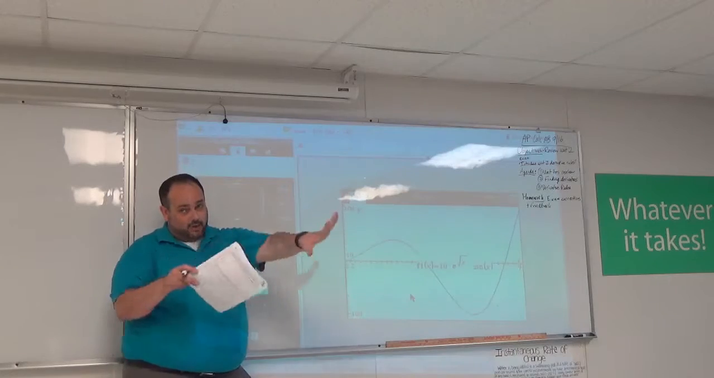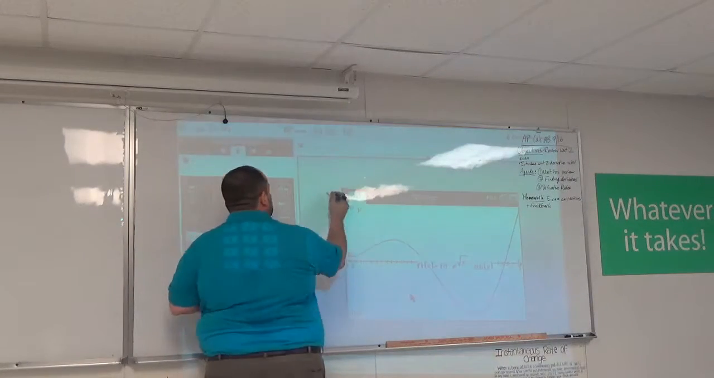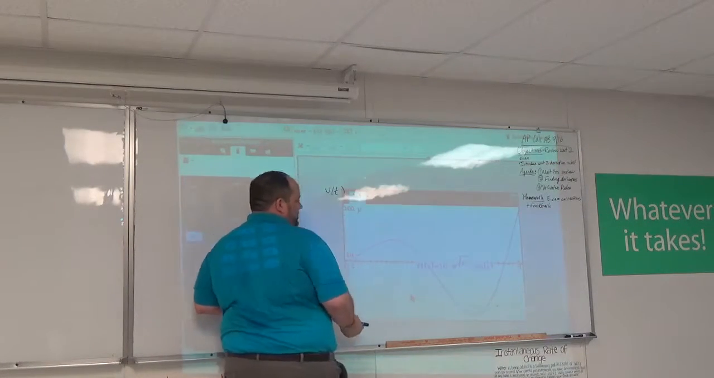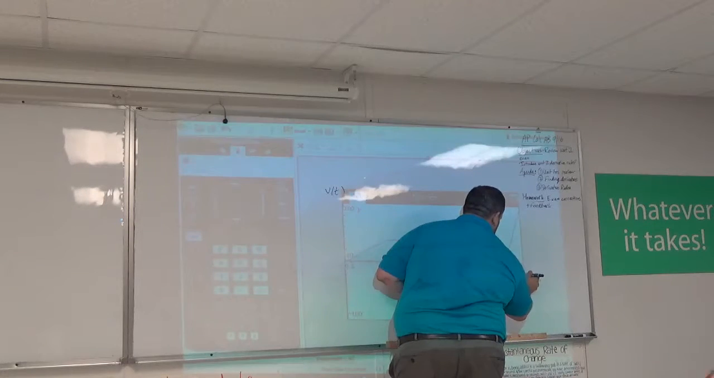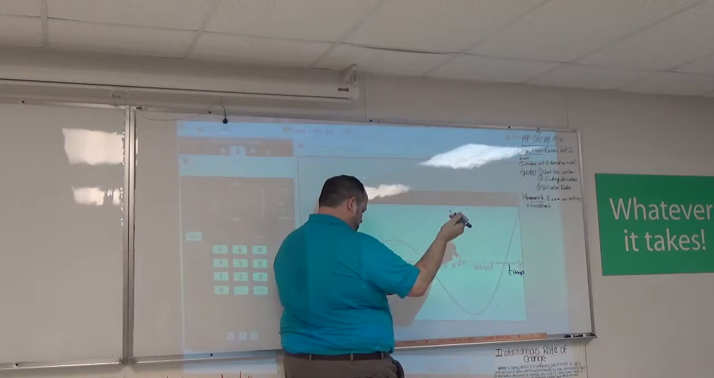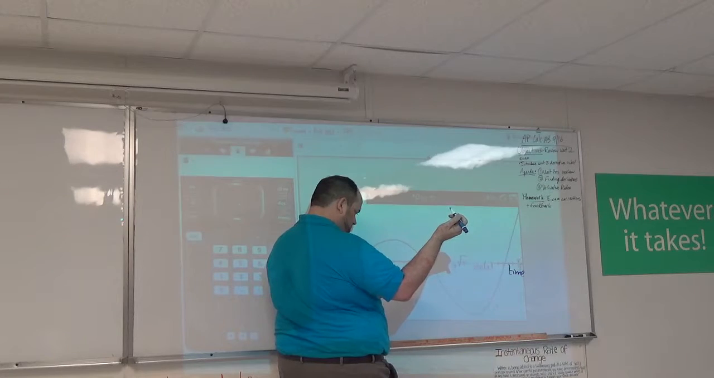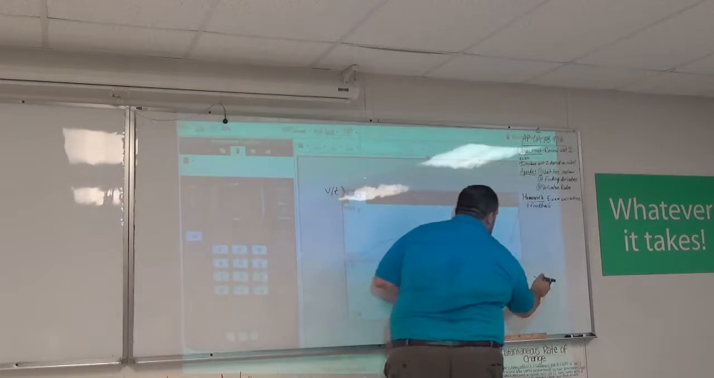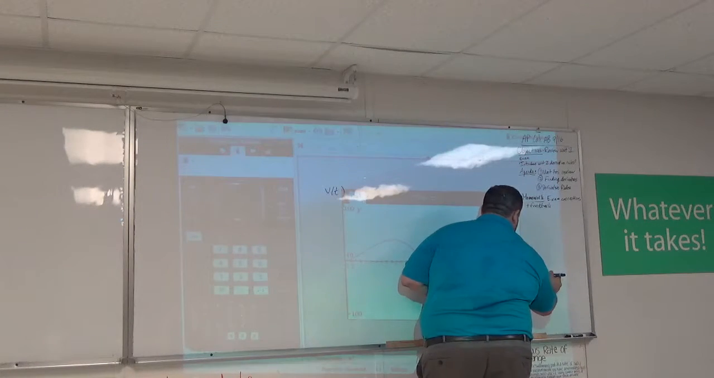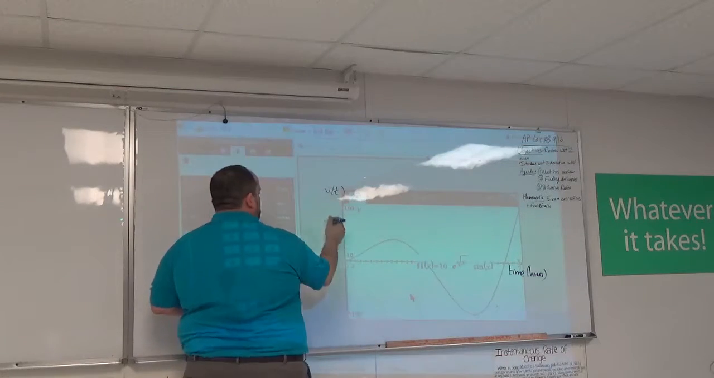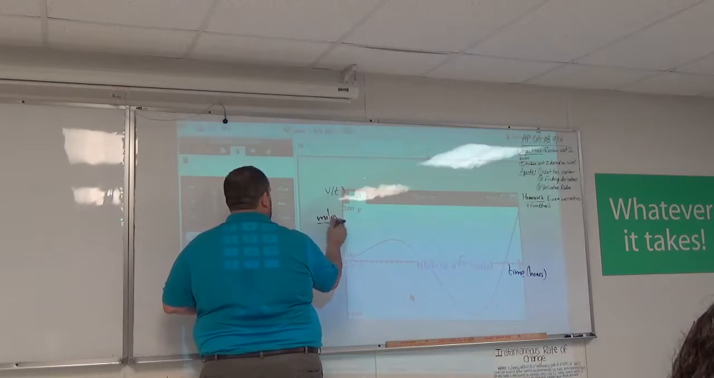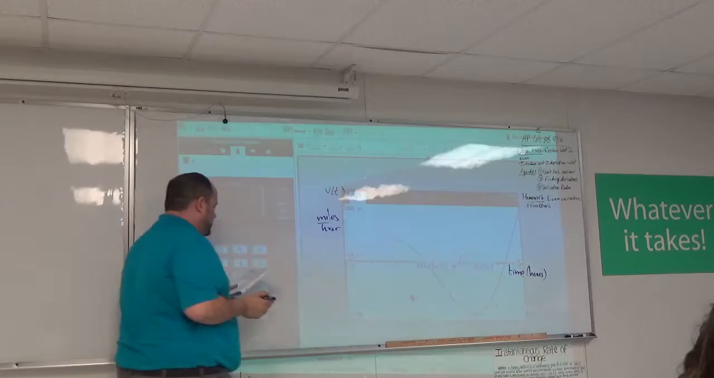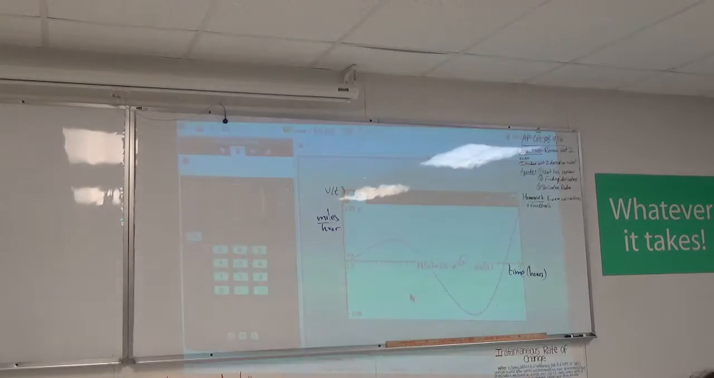Just like we had the whole f and f prime thing. Now we've got t and v of t, and t is time. What are the units for time in this problem? Hours. And on the y-axis, the units are miles per hour. All right, so using the calculator, when is the velocity going to be increasing?